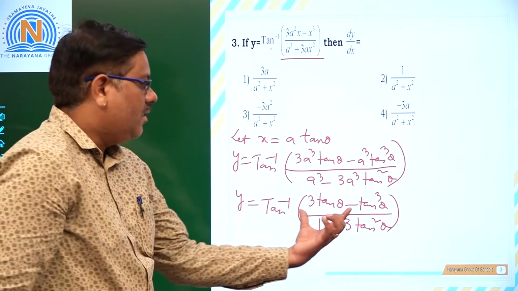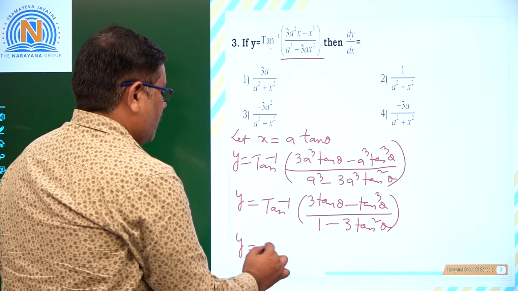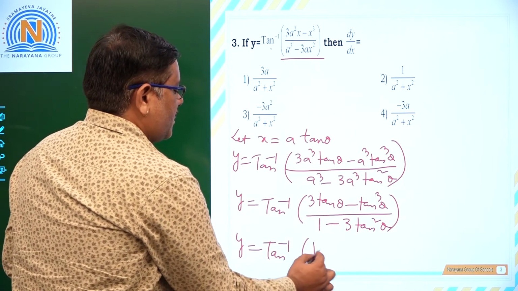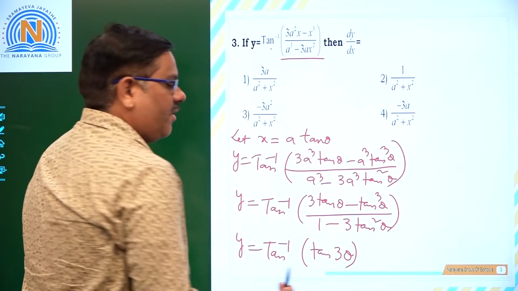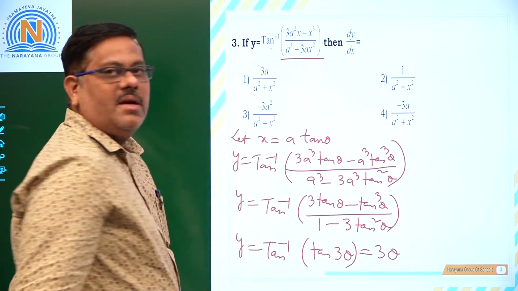If you observe, this is nothing but the tan 3 theta form. So we have y as tan inverse of tan 3 theta. So that is simply 3 theta.